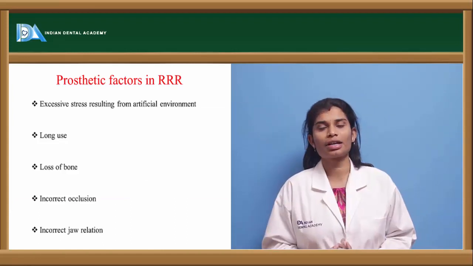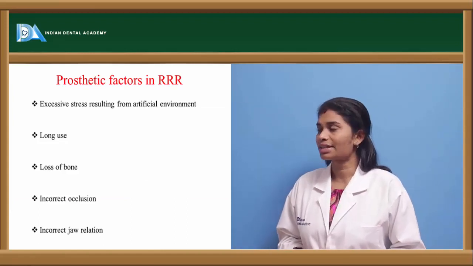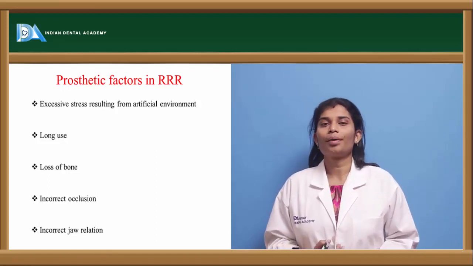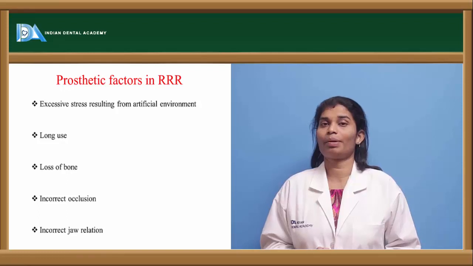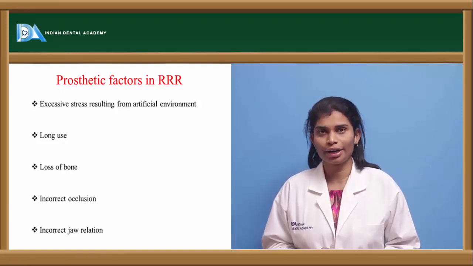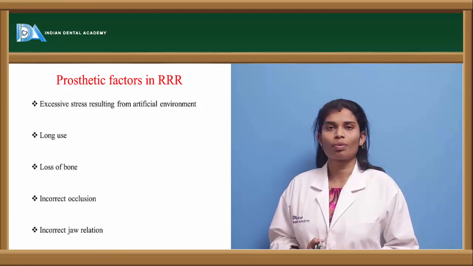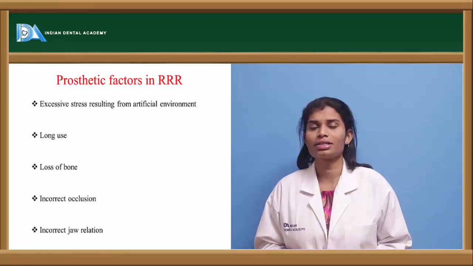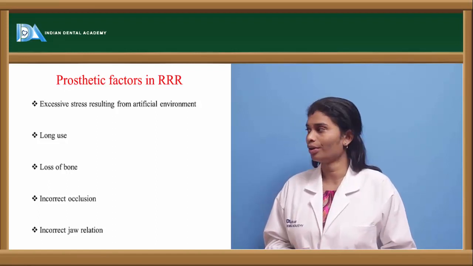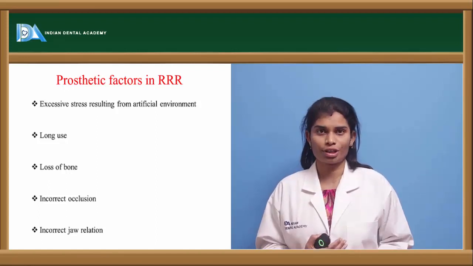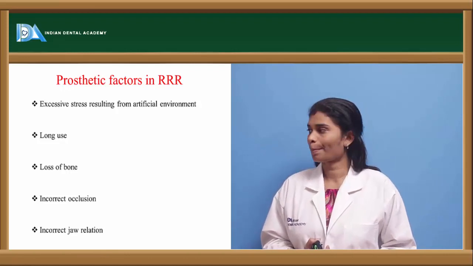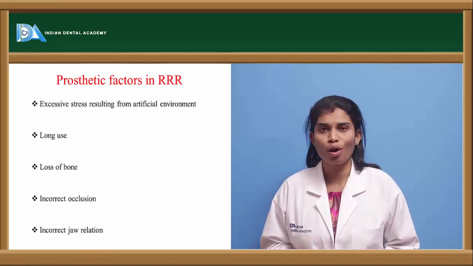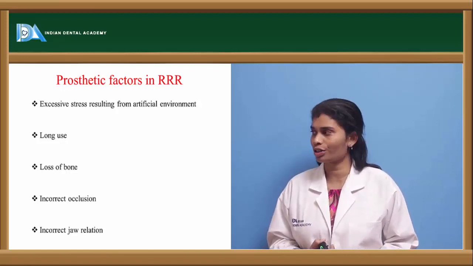Coming to prosthetic factors affecting residual ridge resorption. Excessive stress resulting from artificial environment. In the sense, if the denture is overly retained, there will be excessive stress on the tissues leading to more resorption. Hence, it is always advised to the patient, once he retires from his work in the day, to remove his denture to provide adequate rest to the tissues. Long use, loss of bone and incorrect occlusion, also incorrect jaw relation. All these factors affect the residual ridge resorption.